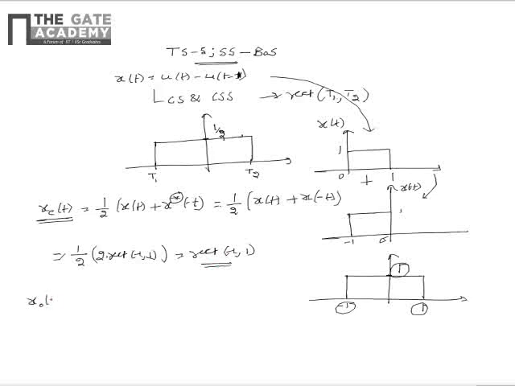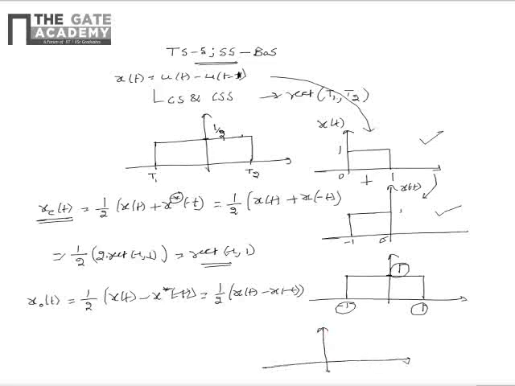Now let us find out the conjugate skew symmetric part xo of t, which can be written as half of x of t minus x star of minus t. As the signal is real, the same can be written as half of x of t minus x of minus t. So we already have x of t and x of minus t. Now let us find out the difference between these two signals, that is x of t minus x of minus t, which can be drawn as shown.